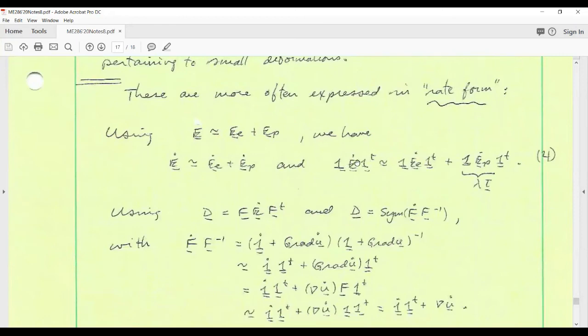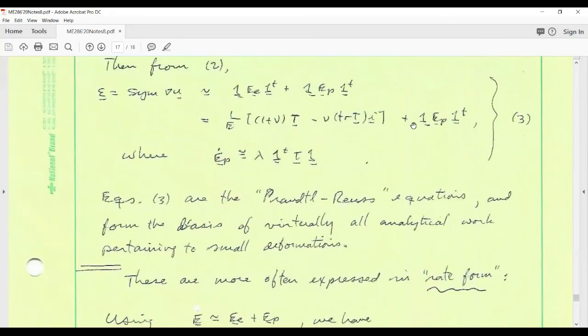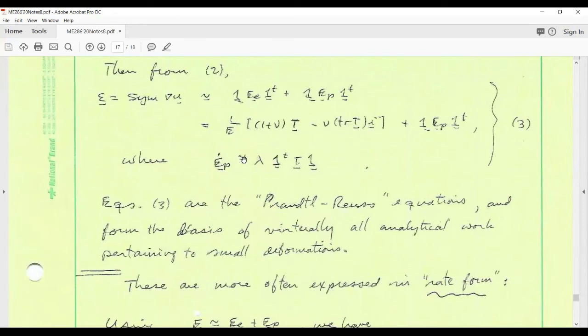people will express the Prandtl-Reuss equations in so-called rate form, in which you have, just like EP here in the flow rule, it appears in terms of its time derivative. People will often express the entire relationship in terms of a time derivative. But here in this frame invariant form of the Prandtl-Reuss equations, the time derivative is a bit problematic because we don't know anything about the time evolution of the shifter, for example.